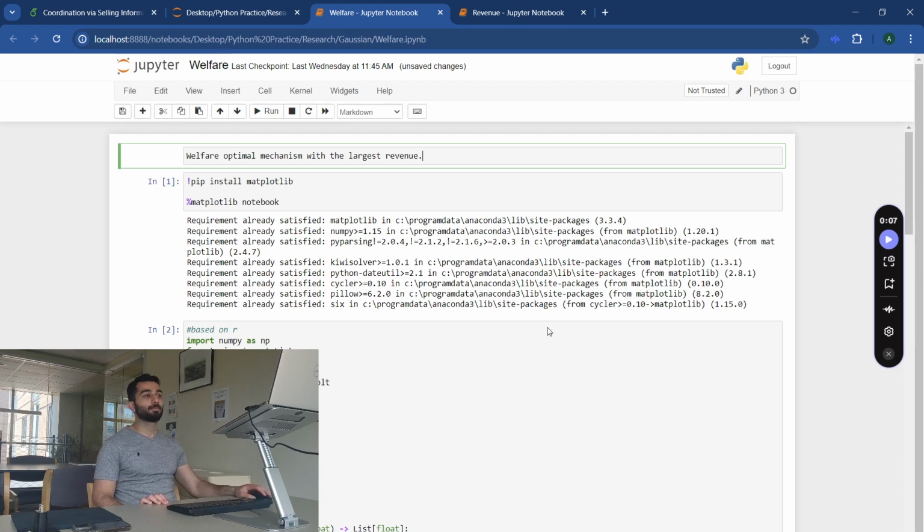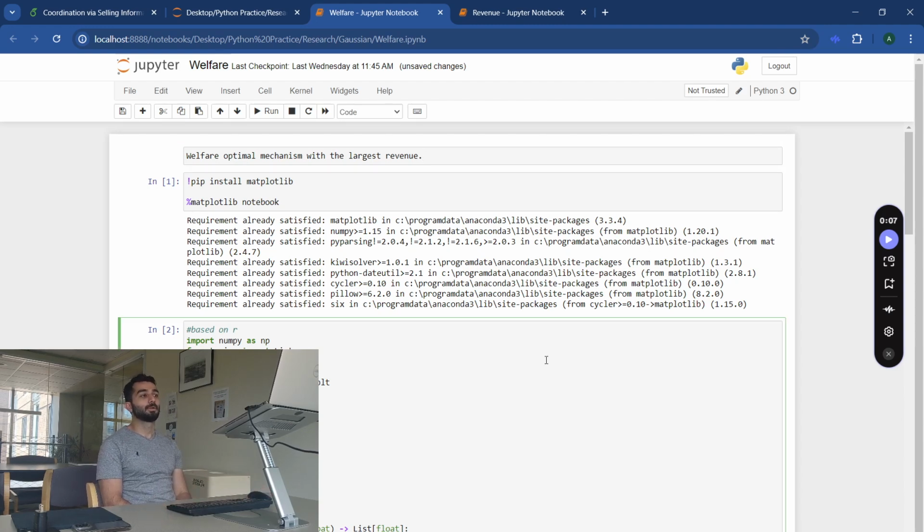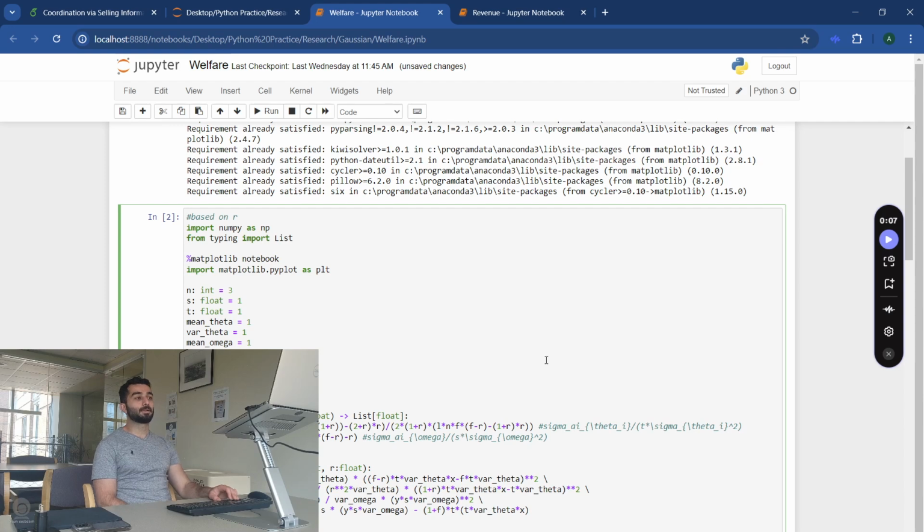So now we install and import numpy as np, and import plot for plotting. These are variables, and hyperbolic, because now we have just, let's check this.